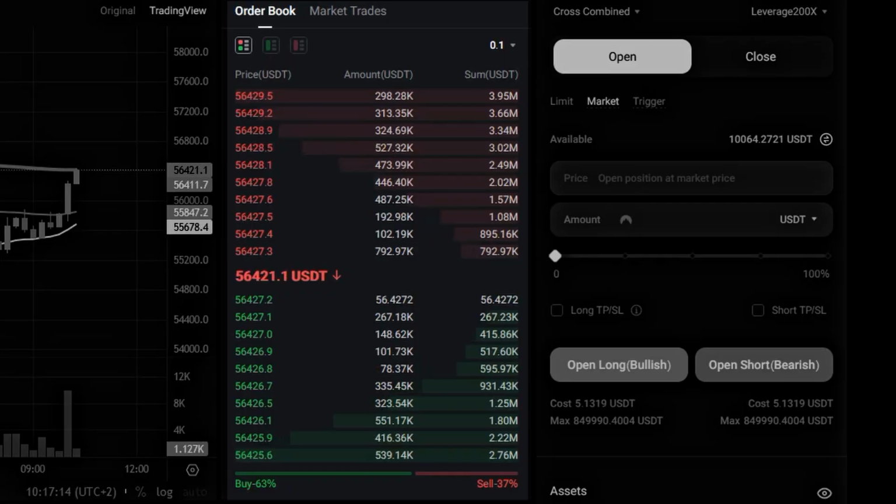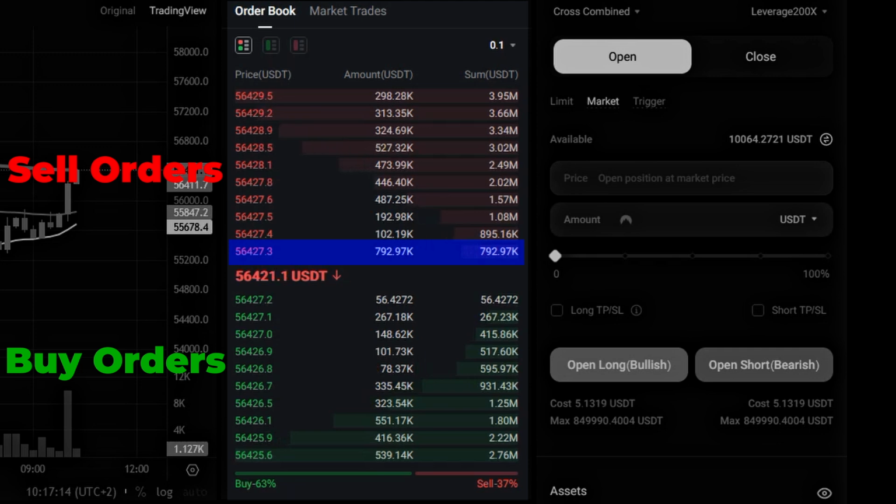The red numbers are sell orders and the green numbers are buy orders of clients. We can, for example, see that at the moment in time where we paused the video, somebody or a group of clients are trying to sell 792,970,000 US dollars worth of Bitcoin for the price of 56,427.3 US dollars per Bitcoin.